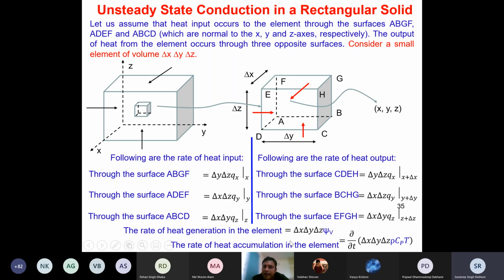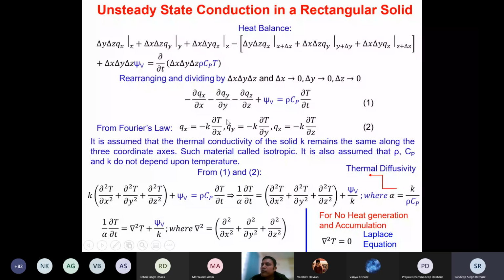Correct. And the last term is the accumulation term. So accumulation term is given by what? Dou by dou T of delta X delta Y delta Z, that is nothing but the volume, multiplied by rho CPT. Okay, so this gives me the accumulation term. Now let's combine all these input, output, accumulation and generation terms. So our heat balance will be what? Input plus generation should be equal to output plus accumulation, isn't it? That should be my energy balance equation.